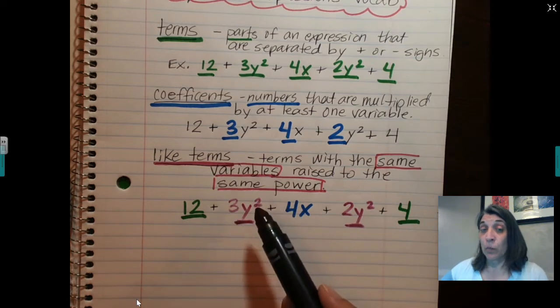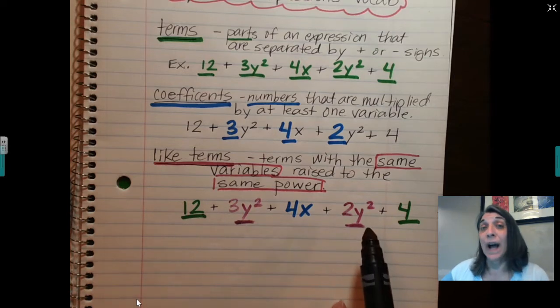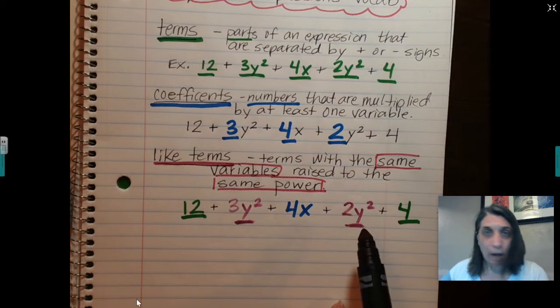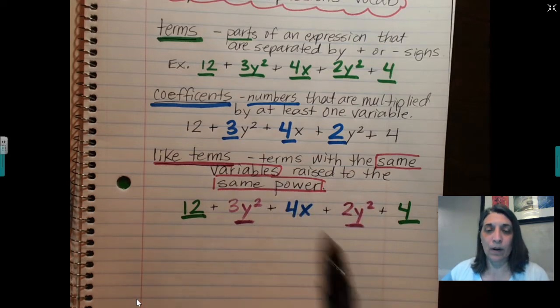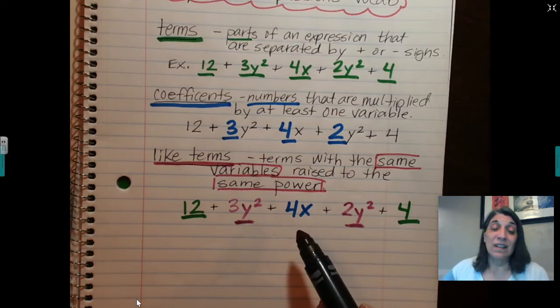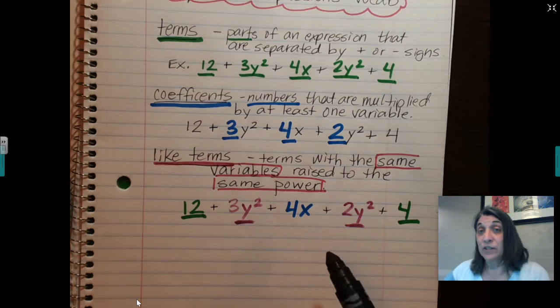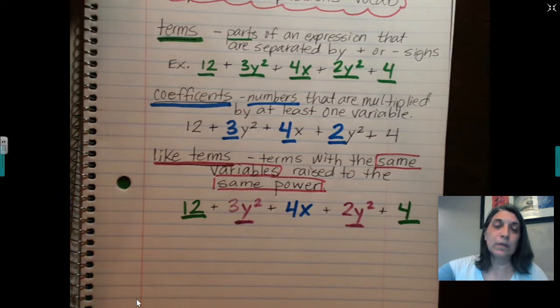If this was just y by itself, they would not be like terms. If this was y to the third power, they would not be like terms. They have to be raised to the same power. And then 4x doesn't have any buddies, but if there was another number multiplied by just x by itself, then it would be a like term with 4x. So, I guess I can go ahead and put a blue line underneath it.